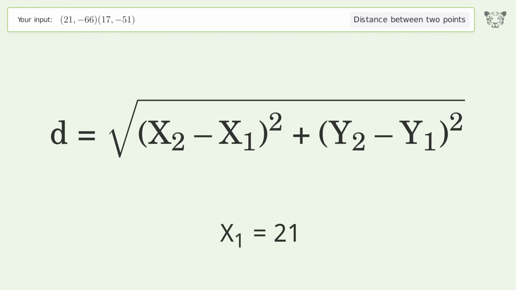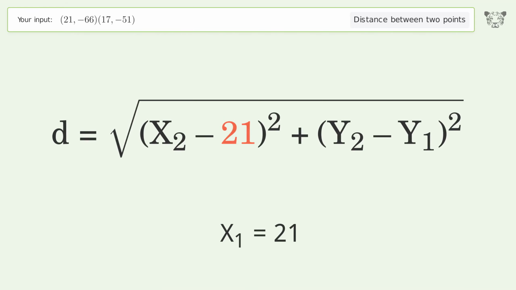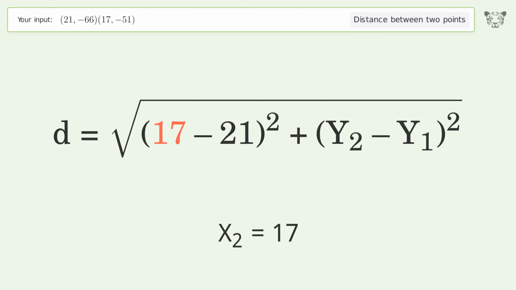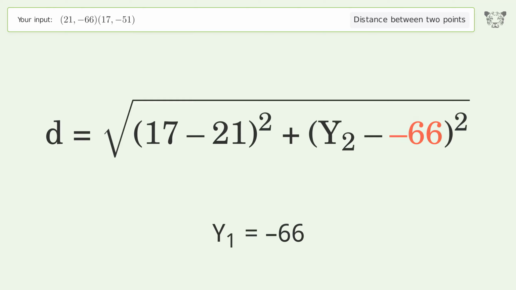x1 equals 21. x2 equals 17. y1 equals negative 66. y2 equals negative 51.